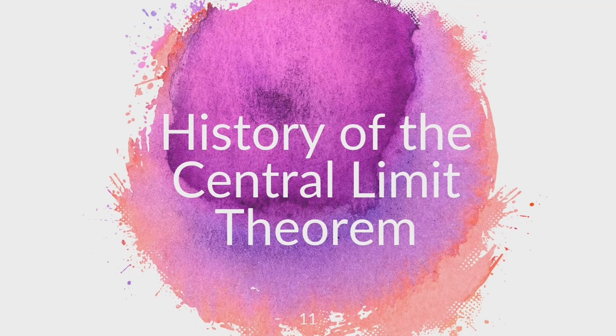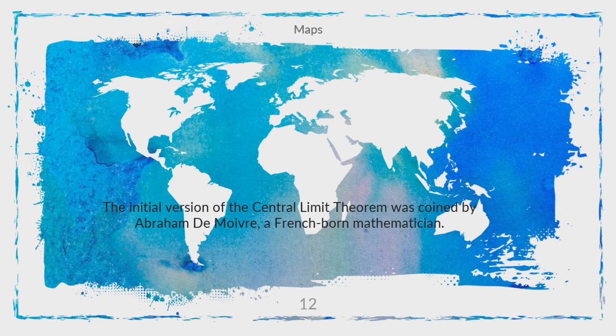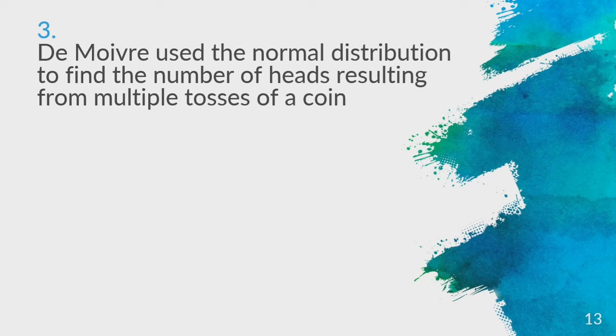The next thing I will share with you is the history of the Central Limit Theorem. The initial version of the Central Limit Theorem was coined by Abraham de Moivre, a French-born mathematician. In an article published in 1733, de Moivre used the normal distribution to find the number of heads resulting from the multiple tosses of a coin. The concept was unpopular at the time, and it was forgotten quickly.